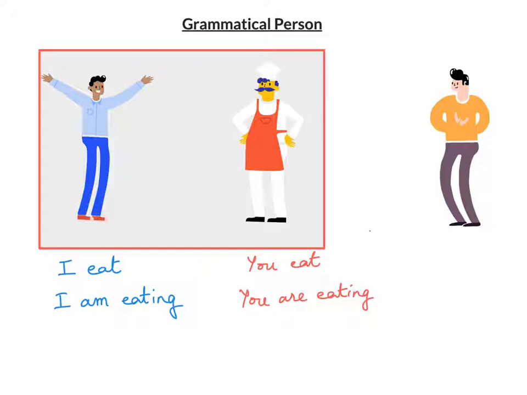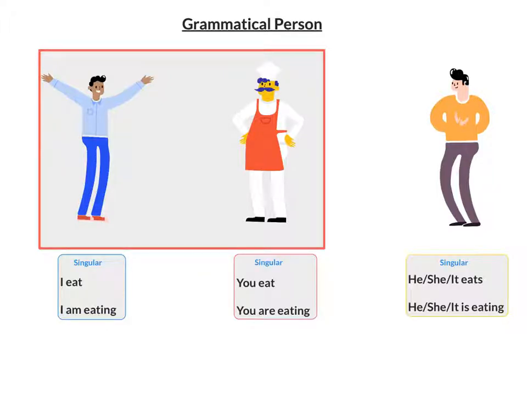If you want to describe the eating done by this third person who is not in the conversation, what would you say? You would say something like, he eats, or he is eating. Okay? So there are three different ways in which you can talk about the verb depending on who is doing the action.